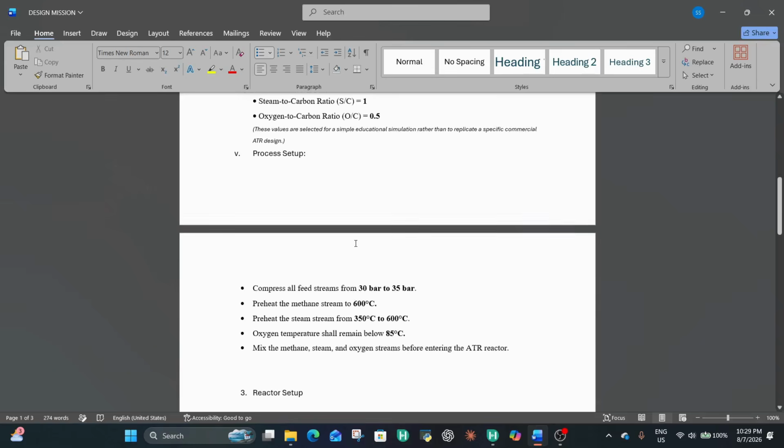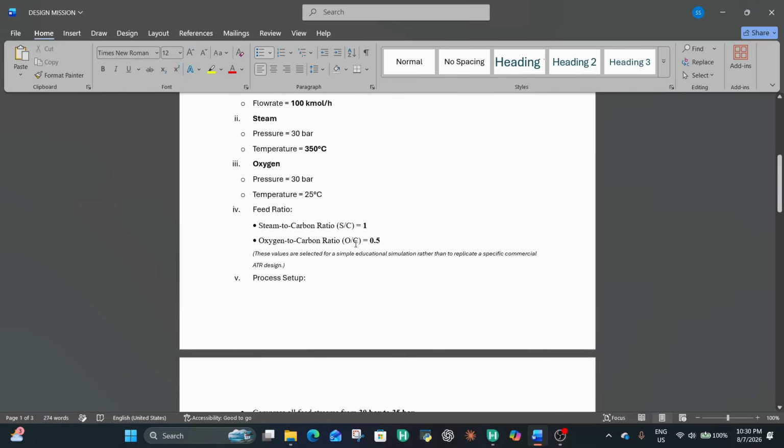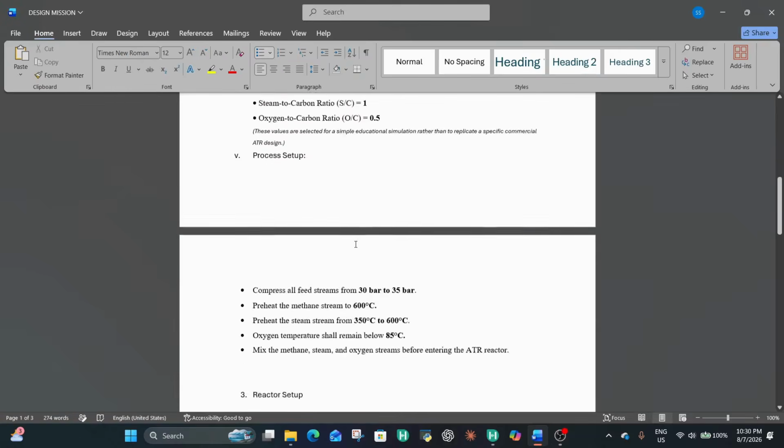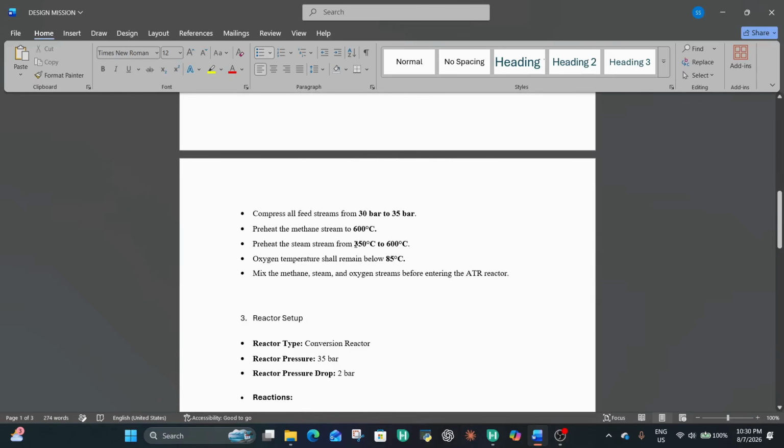Do take note that these values are for the sole purpose of simple educational simulation. Though it's still in line with real engineering concepts, there are other factors that determine what steam to carbon ratio and other parameters you should use for your process. Other factors come into play. We're just using these parameters for the purpose of this content.